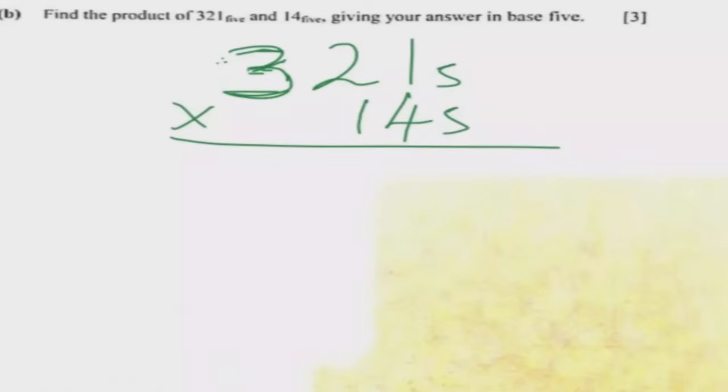So we start: 4 times 1 will give us 4. 4 times 2 will give us 8. How many times can 5 go into 8? It will go 1 time, remainder 3. So the remainder 3 is the one I'm going to write down here. Then 4 times 3 will give us 12. 12 plus 1 will give us 13. How many times can 5 go into 13? It will go 2 times, remainder 3. So I'm going to write 2 here and then say remainder 3.